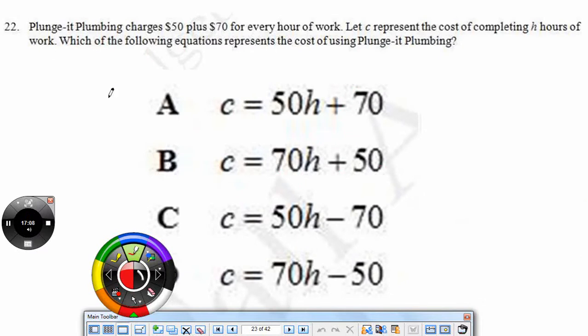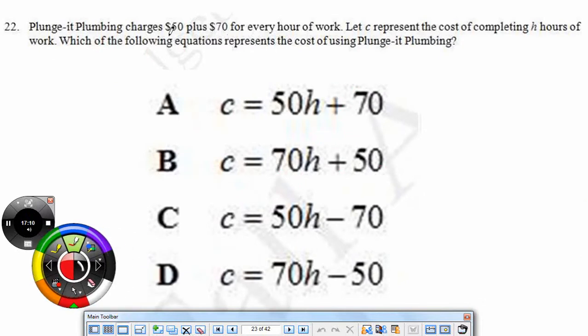This one is $50 plus $70 an hour. It's $70 for every hour of work. So you have your $50 fee plus your $70 per hour. So it's B.